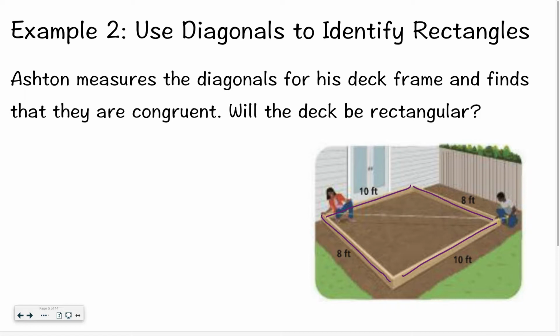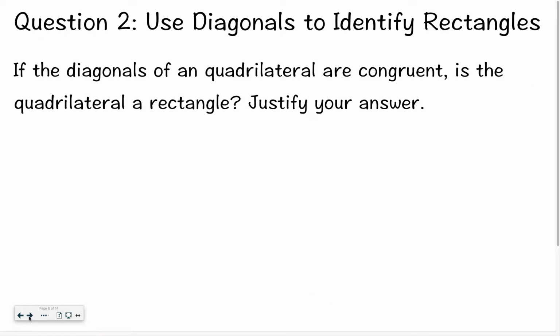Then Ashton measured the diagonals and said that they are congruent. If those diagonals are congruent, that is enough information to say that the figure is a rectangle. So yes, the deck will be rectangular. Just like for a rhombus, if you can prove that the diagonals are perpendicular, you get a rhombus. For a rectangle, if you can prove that the diagonals are congruent, you can say it's a rectangle.